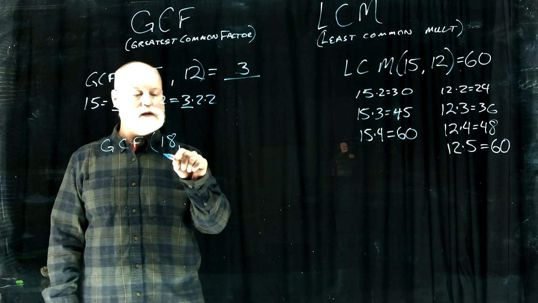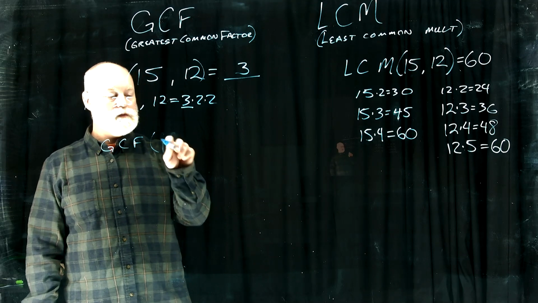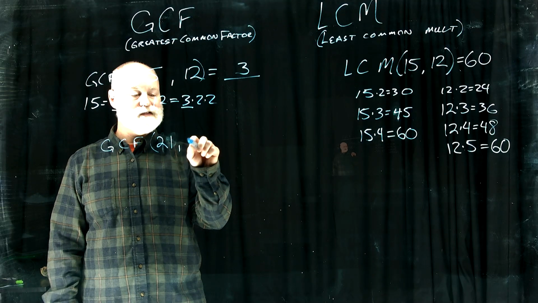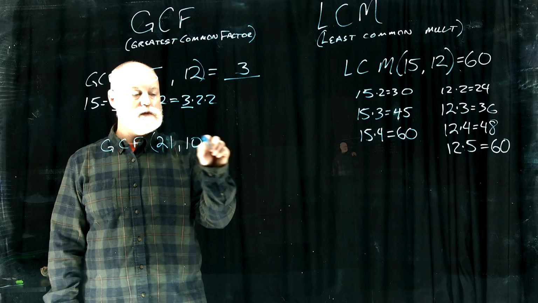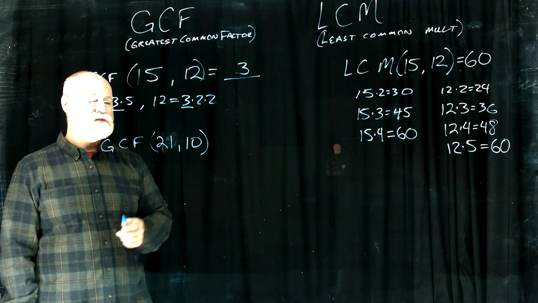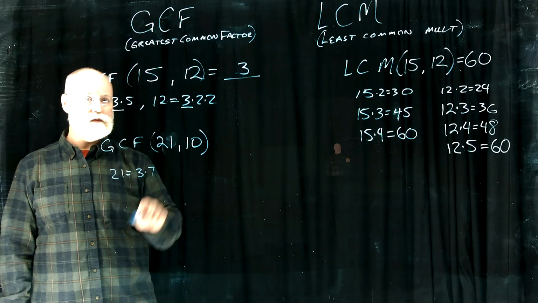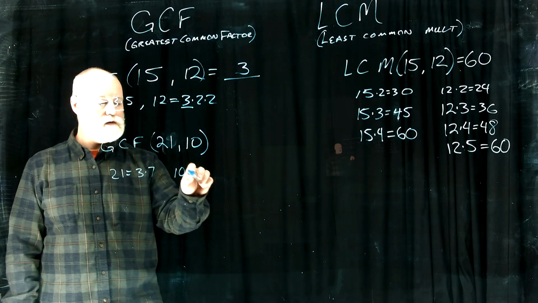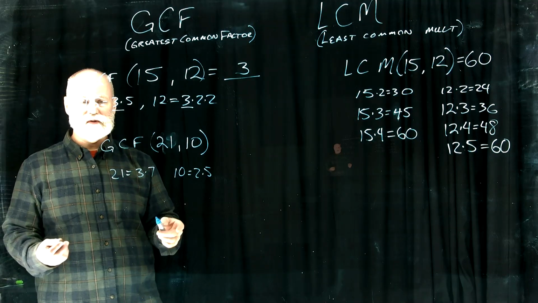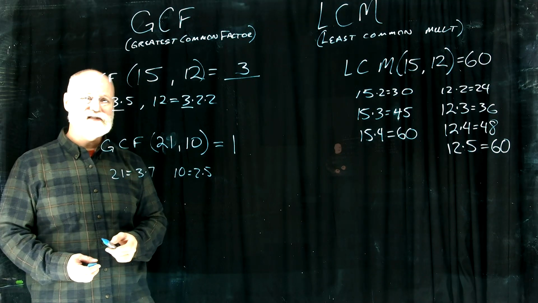Maybe we don't want to do 18. Maybe we want to do, let's do 21 and 10. Okay? 21 and 10. Well, the factors of 21 are 3 and 7. The factors of 10 are 2 and 5. Those are all prime numbers. I can't reduce any of them any further. Which means the greatest common factor of 21 and 10 is 1.